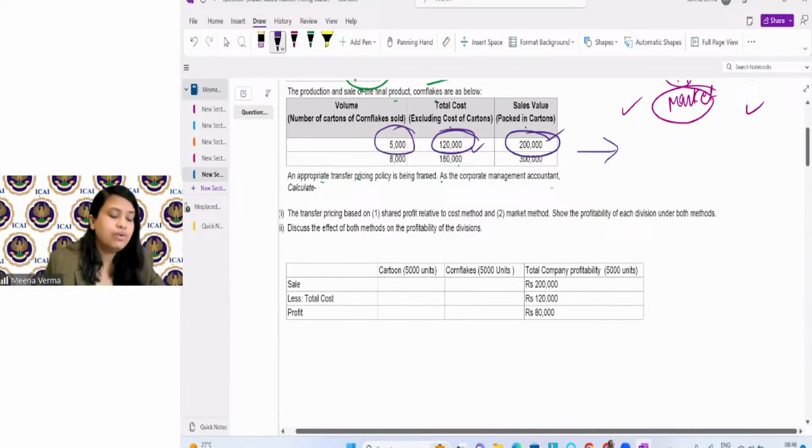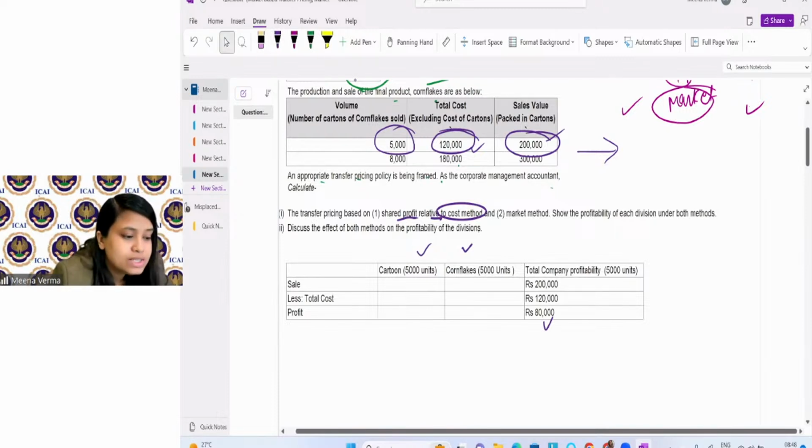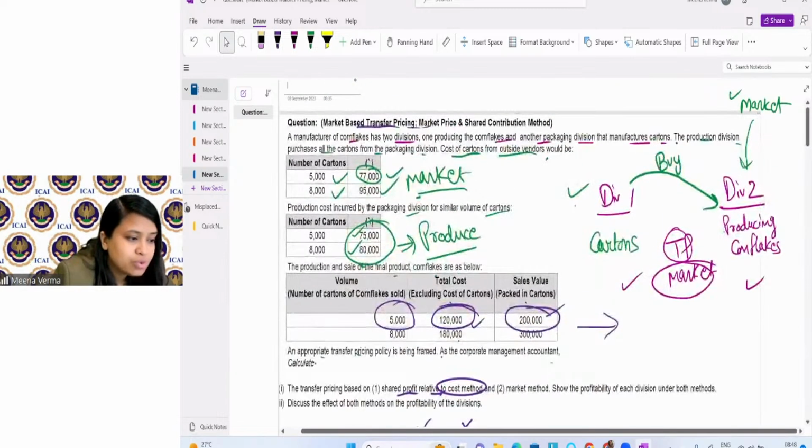All right. Okay. Now what is mentioned here? This profit will be in first case shared profit. Profit will be shared to cost method. You will first see what are the costs for these 2 products, and then on the basis of the cost, we will allocate the profit to them. All right. Okay. Now let's see what is the cost for these 2 products.